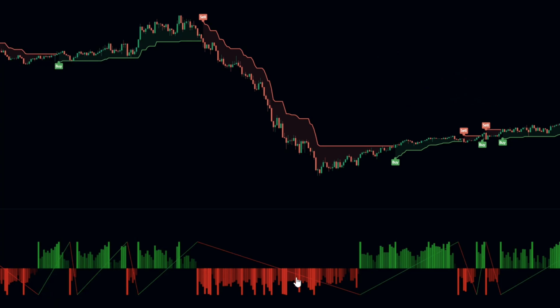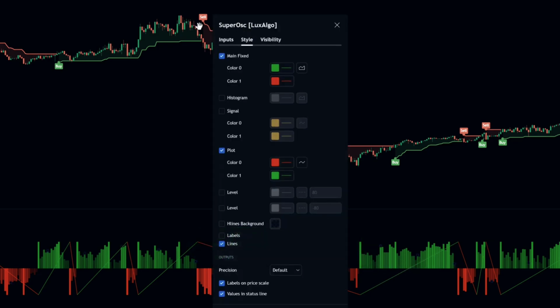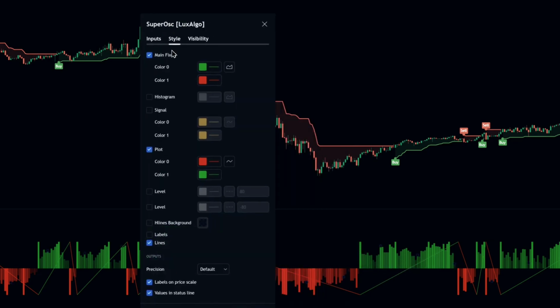This is basically a mirror of the main oscillator. When the oscillator is red and below the zero level, this plot is also red. When the oscillator is green and above the zero level, the plot turns green. Since it serves the same purpose, we don't really need it, so we'll go to the settings and disable it.